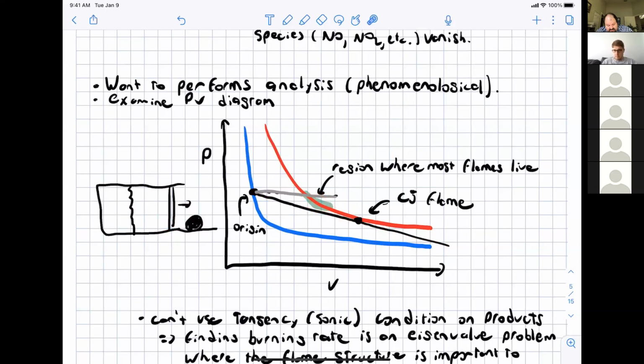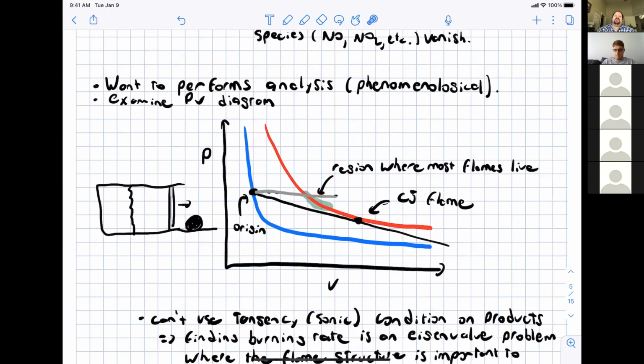And because most flames live here, we don't have the tangency condition to basically find them. It's now what's called an eigenvalue problem, meaning that to know the correct flame speed, you also need to know the structure of the flame. And so how fast these flames go, or how fast the propellants deflagrate or burn, is dependent on the structure of the flame, how fast the chemical reactions occur, thermal conductivity, all of that stuff.